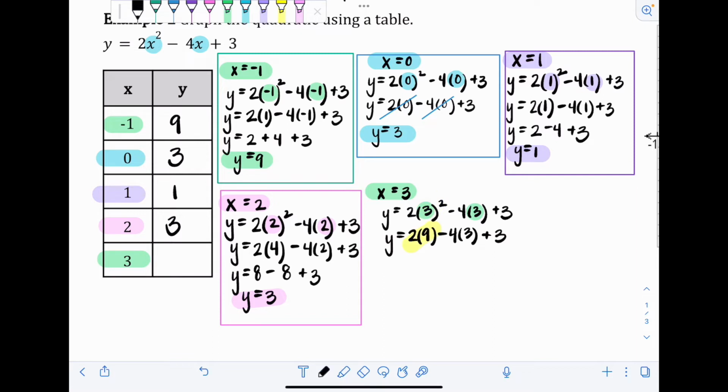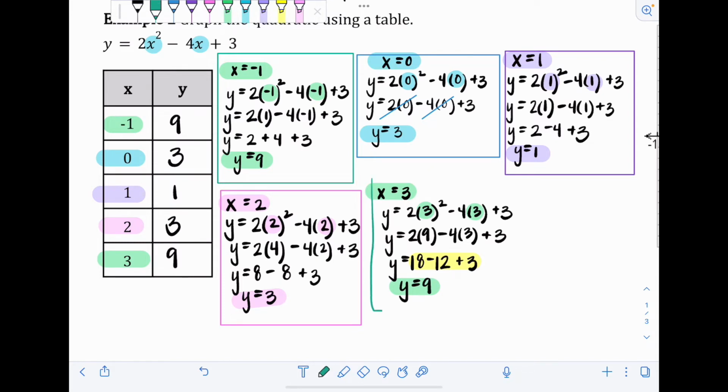So 2 times 9 is 18, minus 4 times 3, so minus 12, and then plus 3. And then we can just go left to right, we can do it all in one step: 18 minus 12 is 6, plus 3 is 9. So y equals 9. Okay, so y equals 9 goes in the last spot on our table.